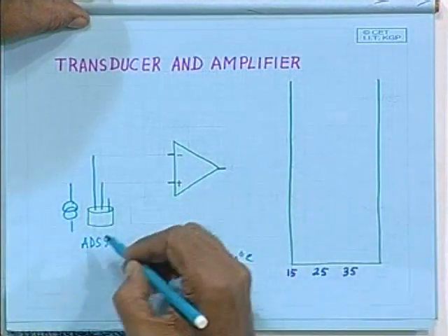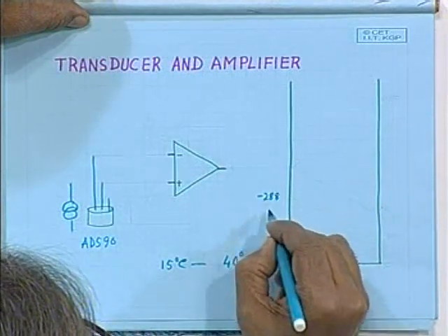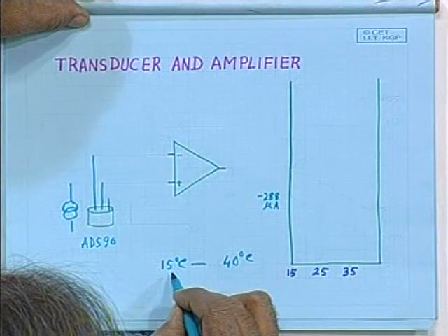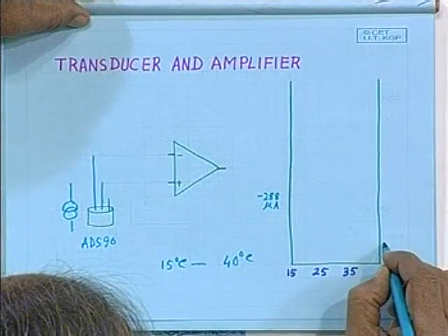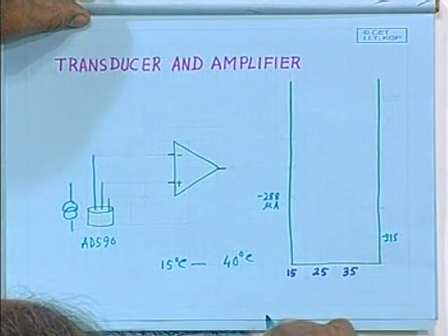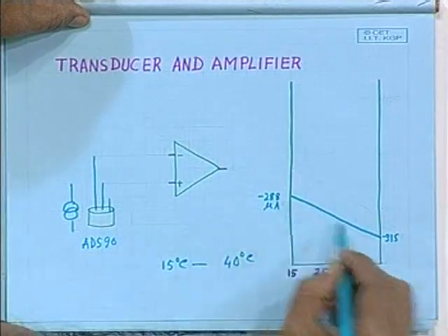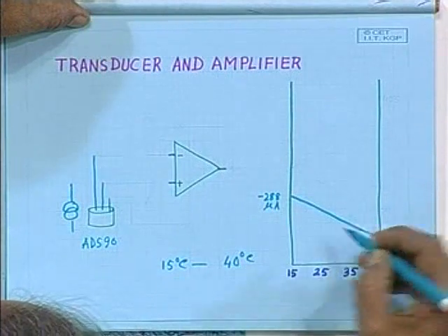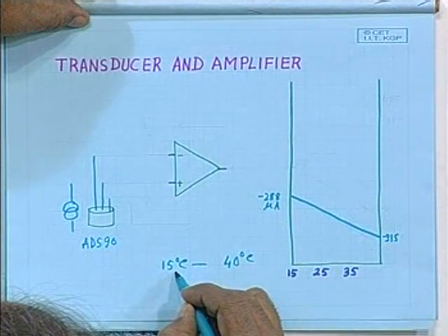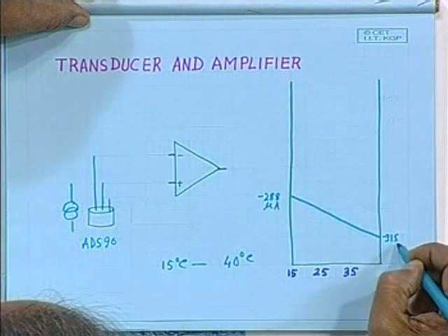And since this is a PTAT device, it will generate minus 288 microampere for 15 degree centigrade, and for 40 degree centigrade it will generate about minus 315 microampere. So this is the corresponding curve. Now what do you want? We want 0 volt for 15 degree centigrade, and we want plus 5 volt for 40 degree centigrade.